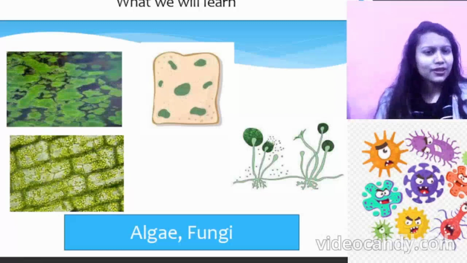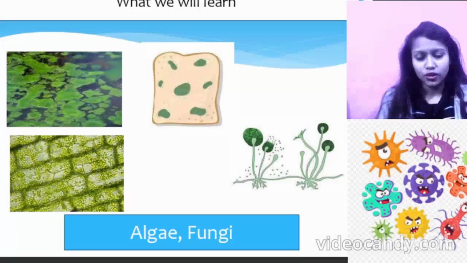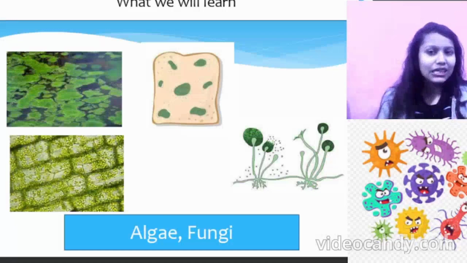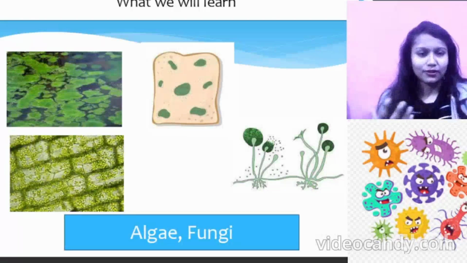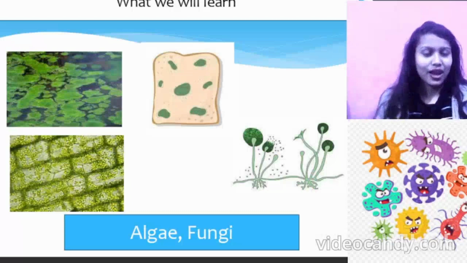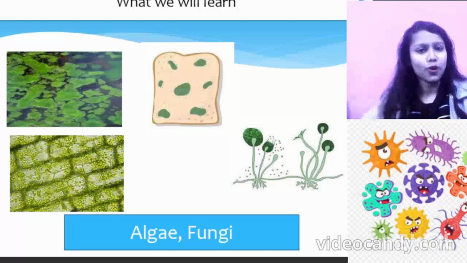Also, in the rainy season, when we don't eat bread for a long period of time, it becomes rancid. It develops some green and grayish colored structures over it. So what are these structures? And then this bread is obviously unsuitable for consuming. So how do things get spoiled, how do microorganisms spoil things? We will also learn about this in the chapter.